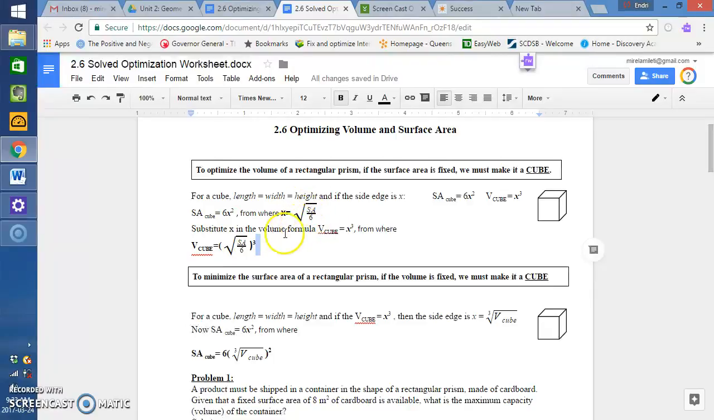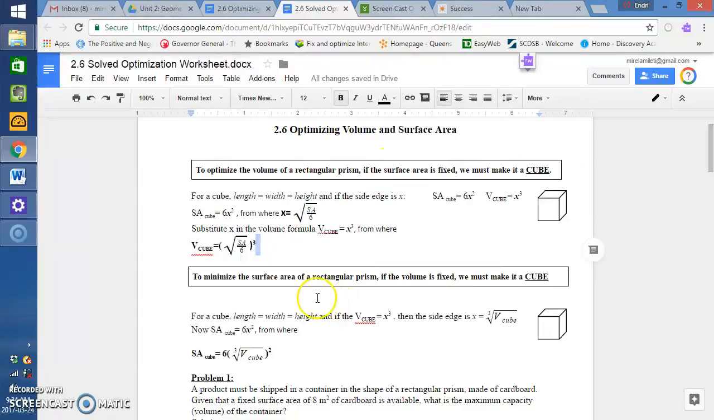The value of x, we're going to substitute into the formula for the volume of the cube, which is x cubed. From there we get the volume of the cube: the square root of surface area over 6, all to the exponent of 3. So that means that if the surface area is given to us, we can figure out the side or edge of the cube, and we can figure out the maximum volume that we can get out of that given surface area. Keep in mind, we must make that rectangular prism a cube.